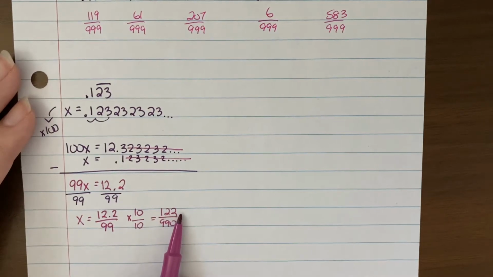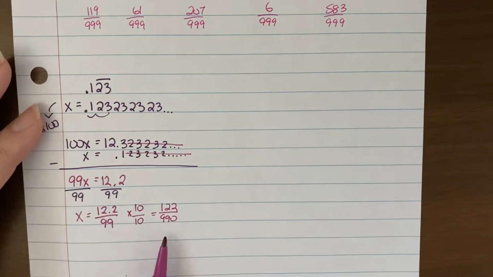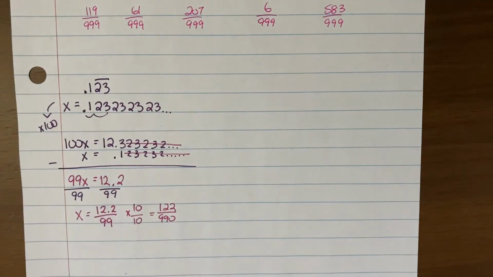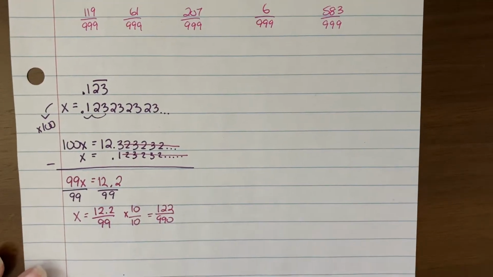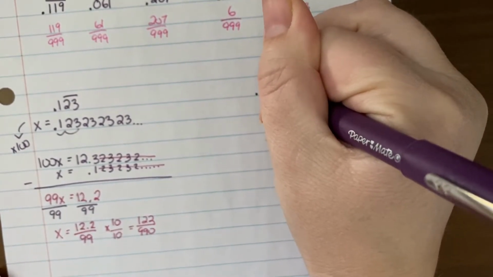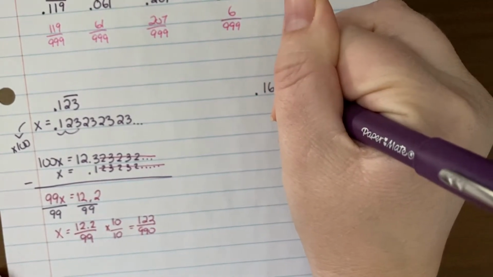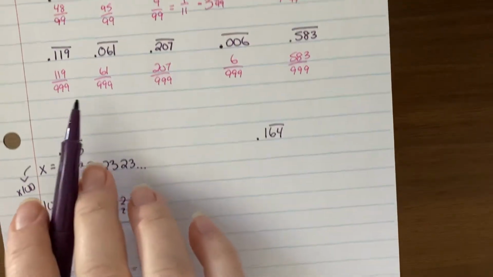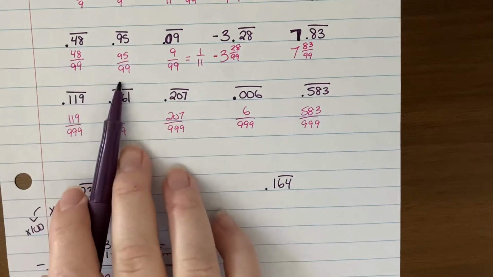122 obviously can be divided by 2, so can 990, but I'm not going to focus on that part right now. If you want to, you can reduce the fraction, but I'm going to leave it there for now, and we're going to try another one here. Let's say we have 0.164 repeating. Again, it's not like the ones up here where all the digits repeat.